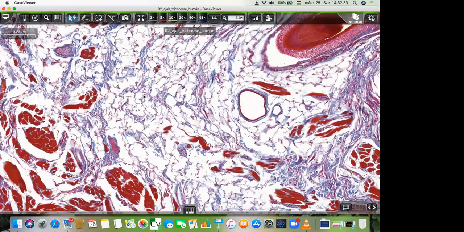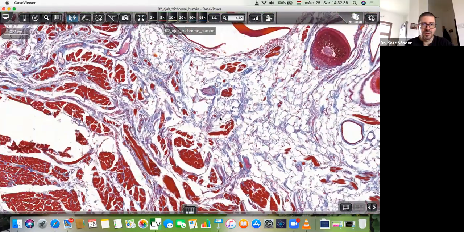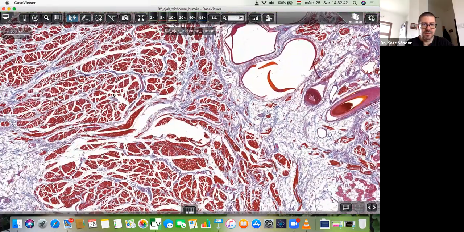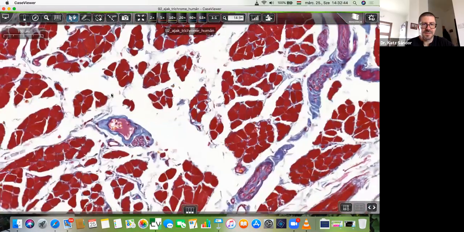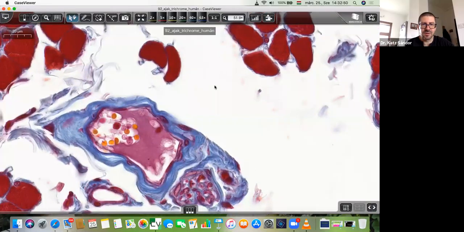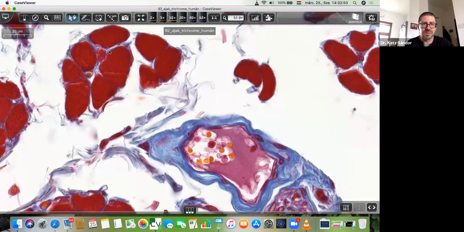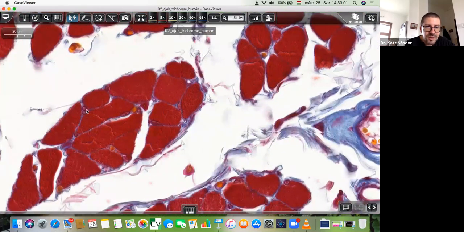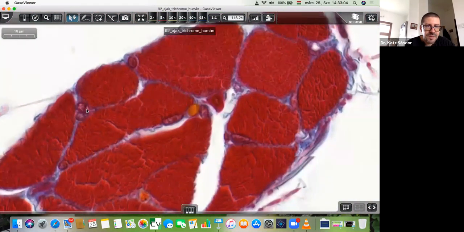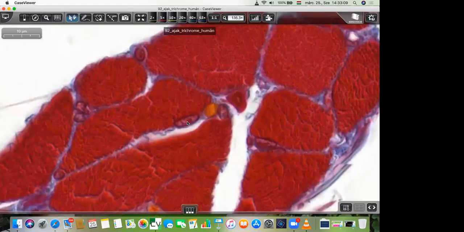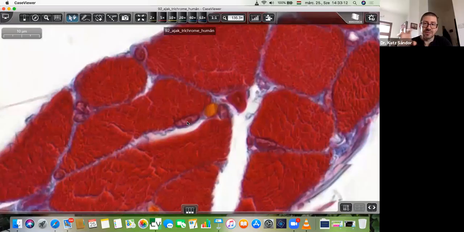Okay, and then just moving to the core. Here we have in the middle a typical cross section of the striated muscle. So here we have the big muscle fibers surrounding a thin reticular fiber, and the nuclei. Here we have the nuclei of the cells. They are multinucleated and are located underneath the cell membrane.